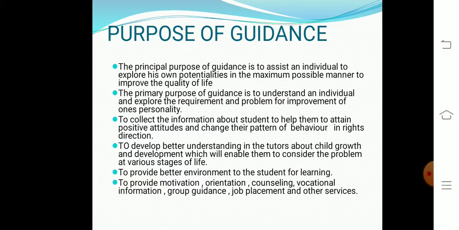The primary purpose of guidance is to understand an individual and explore the requirement and problem for improvement of one's personality, to collect information about a student to help them attain positive attitude and change their pattern of behavior in the right direction, to develop better understanding in the tutors about child growth and development, which will enable them to consider the problem at various stages of life, to provide a better environment to the student for learning, to provide motivation, orientation, counseling, vocational information, group guidance, job placement, and other services.